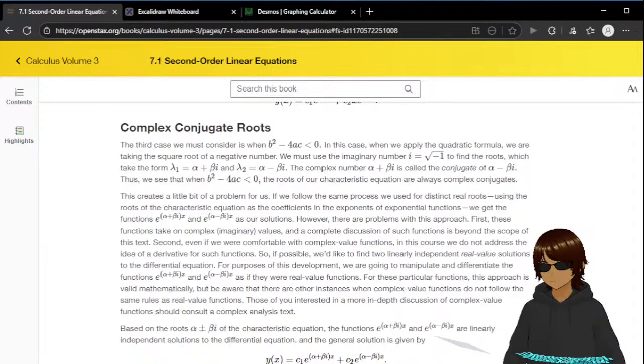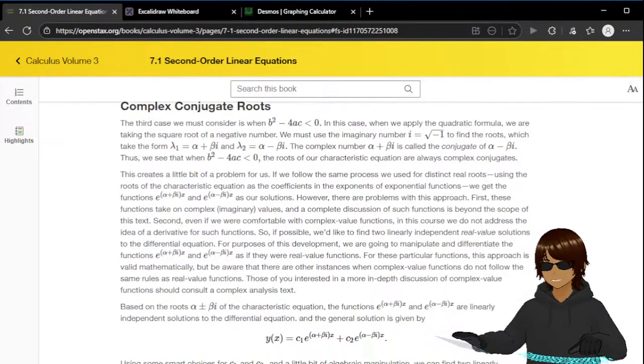The complex number alpha plus beta i is called the conjugate of alpha minus beta i. Thus, we see that when b squared minus 4ac is less than 0, the roots of our characteristic equation are always complex conjugates.